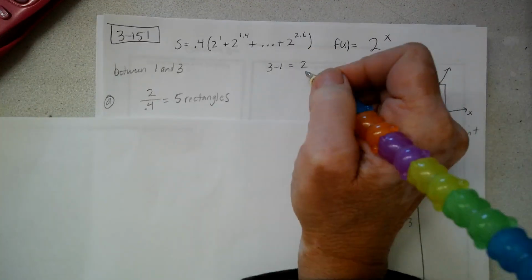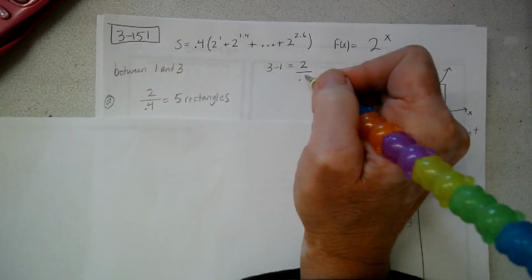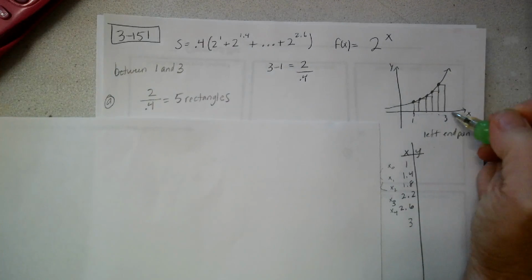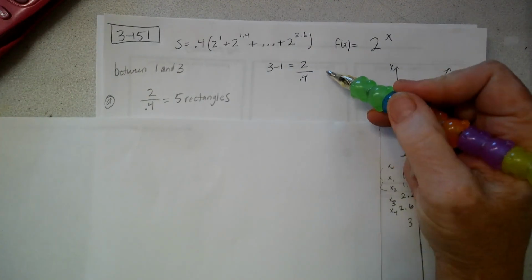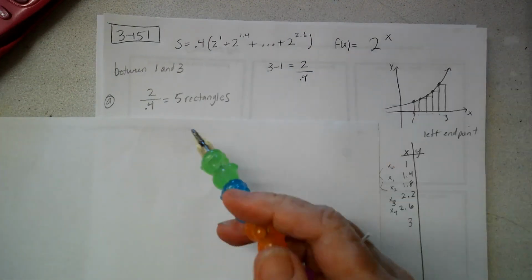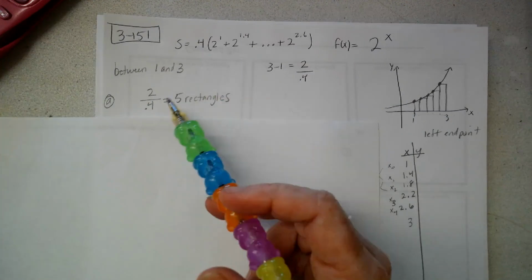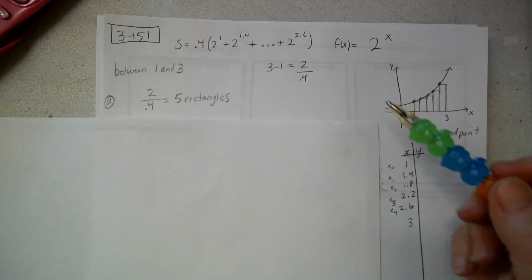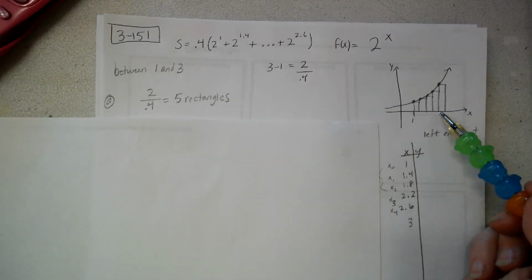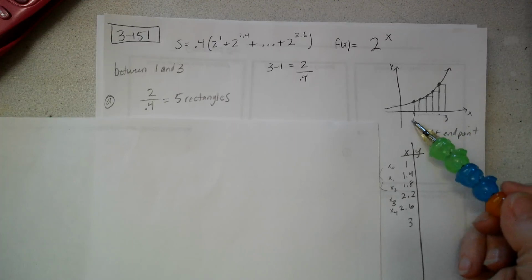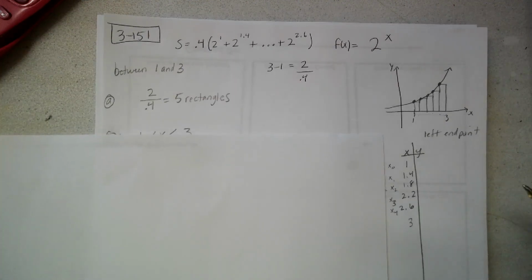And then I need to divide that by 0.4, like how many little 0.4s are going to fit in there? And if you take 2 and divide it by 0.4, I just did it on my calculator, I got 5. So I see that there's 5 little intervals of 0.4 in between 1 and 3. So that's the answer to letter A.